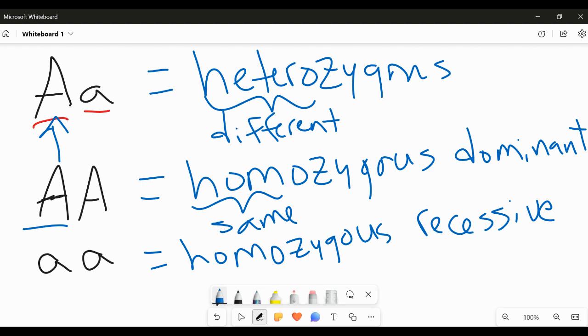So this was a little bit of a crash course, if you will, my own version of it in genetics vocabulary, and I hope that this helped.